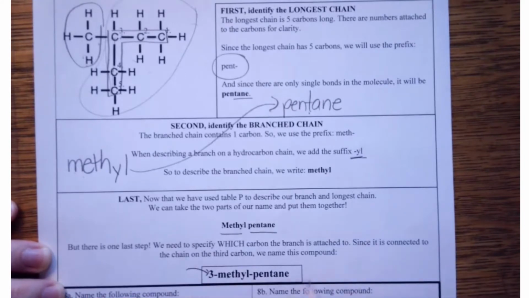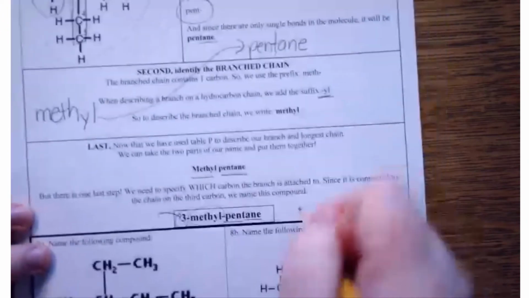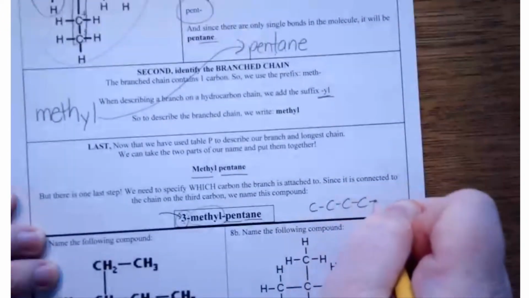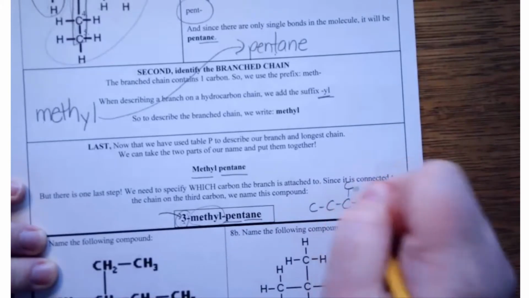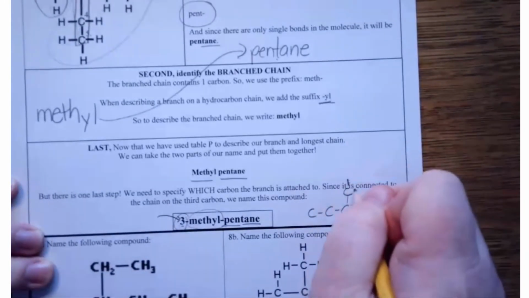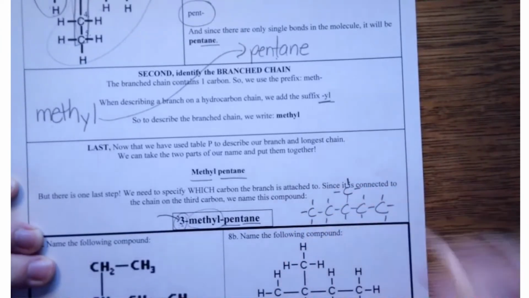Okay, so what are all these pieces say? Pent says I have a chain of 5 carbons. Ane says all of the bonds between the carbons are single bonds. Methyl says I have a branch with 1 carbon in it, and it's found on the 3rd carbon in the chain. So pent, 5 carbons, all single bonds. On the 3rd carbon, put a methyl. Methyl means 1 carbon. And then add until every single carbon has 4 bonds. And we don't have to write the H's.